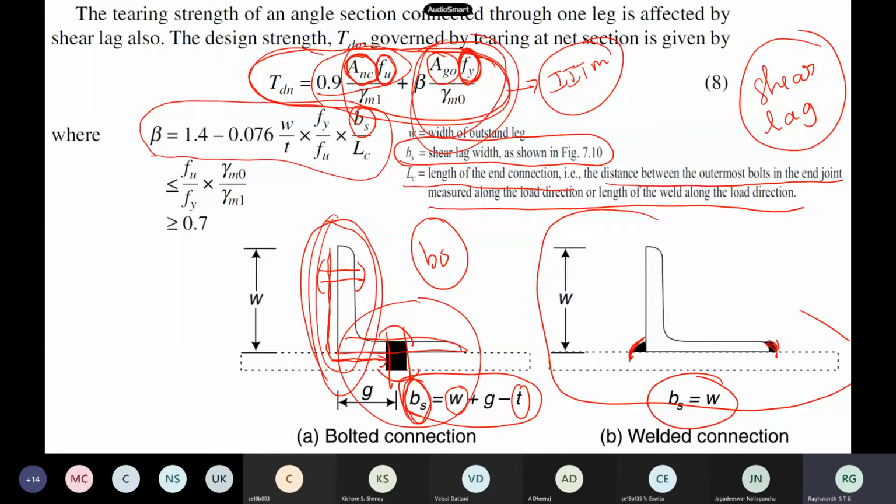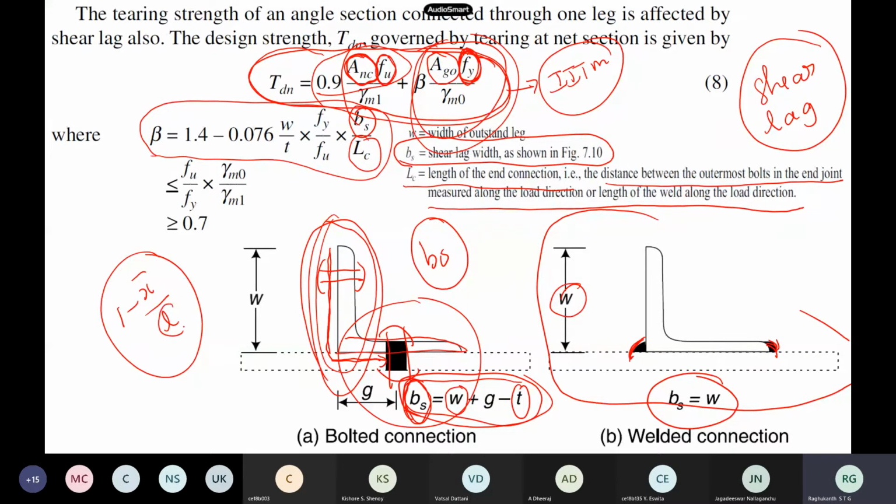Okay, for welded connections, it is the same as W because you have welded on both sides. If it is a bolted connection with one leg, you have to add W plus G minus T itself. So all the expressions are given, and LC is the connection length. Last class I told you the empirical expression was 1 minus x bar by L for the shear length. Generally, that is what is used in the international codes.